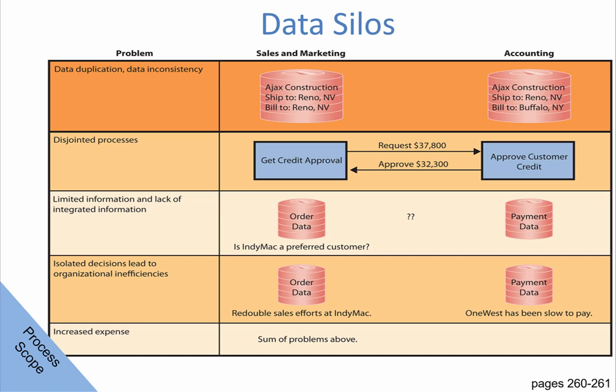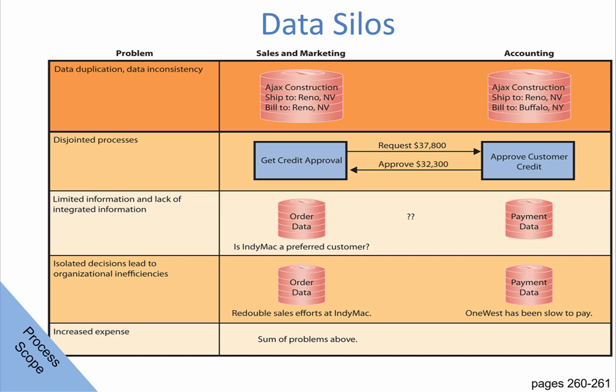The third and fourth rows are looking at cases where this was a bank called IndyMac, and they were acquired by One West when the FDIC came in and closed them down. So marketing could be looking at it and saying, well, IndyMac, are they a preferred customer? They haven't been ordering much lately.